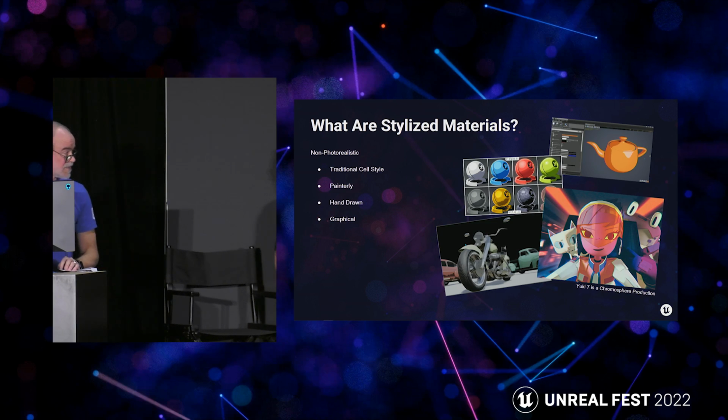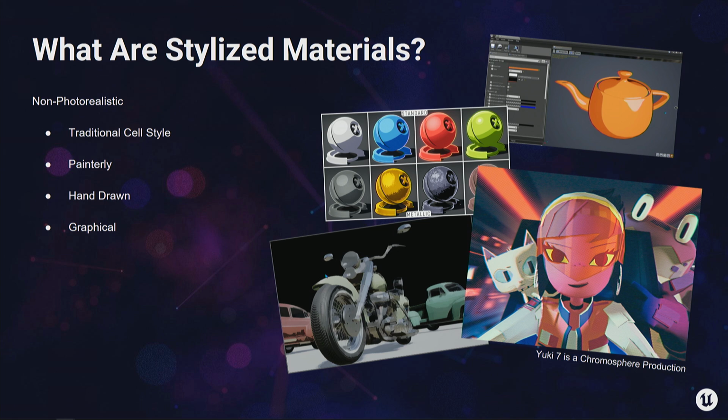So what are stylized materials? Stylized materials are basically non-photoreal, or NPR. They range from a traditional cell animation drawing style to a painterly or even more graphic design-based looks with halftones and line screens.